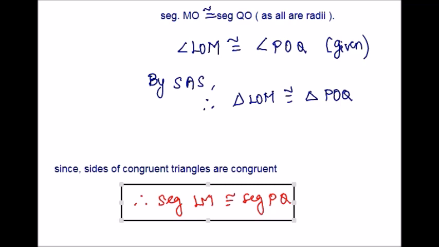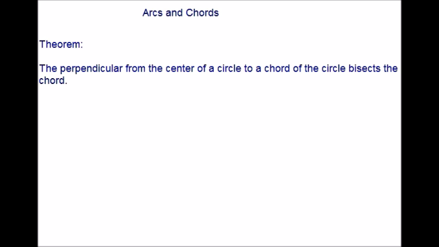Okay. Next we are going to discuss a theorem where you will be seeing the perpendicular from the center of the circle to a chord. You have to prove that the perpendicular from the center of the circle to the chord bisects the chord into two equal halves. This is one important theorem. Here is the statement of the theorem: the perpendicular from the center of a circle to a chord of a circle bisects the chord.